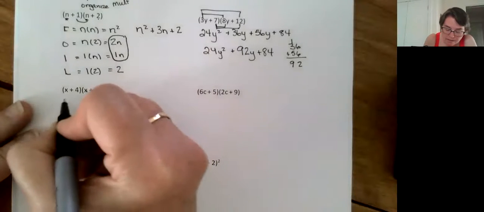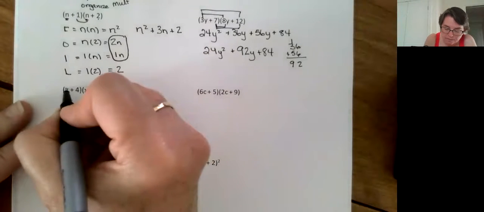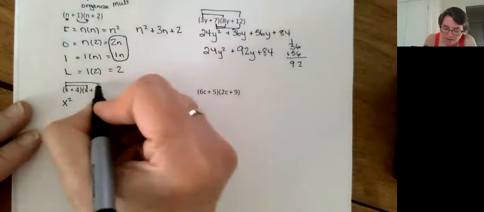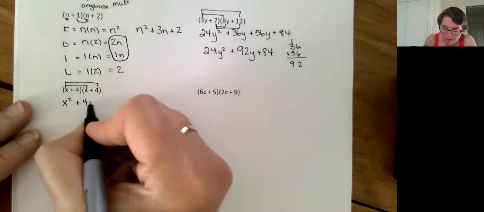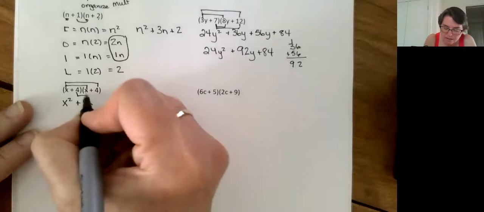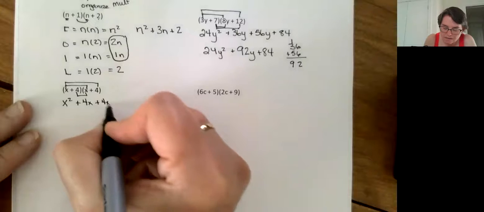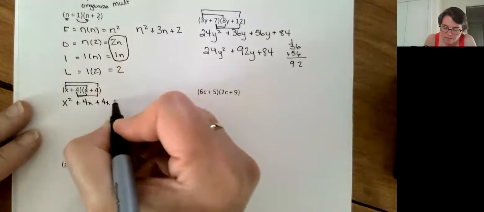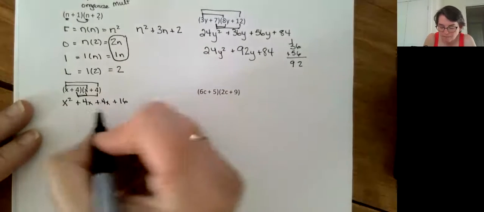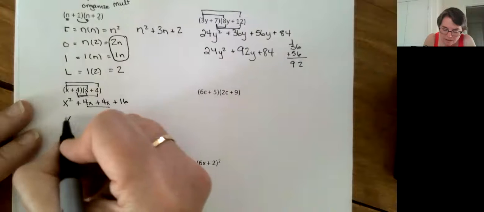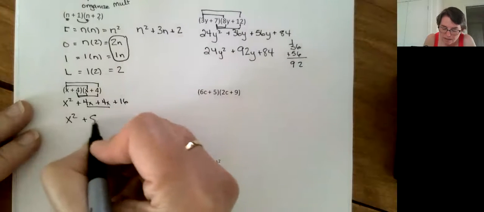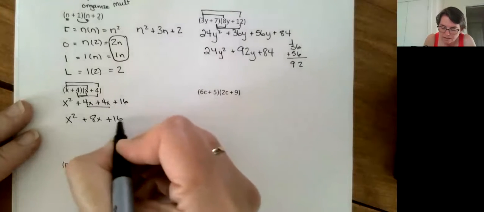X times x is x squared. And then we get plus 4x. There's my outsides. Plus 4x plus 16. Middle terms combined. X squared plus 8x plus 16.